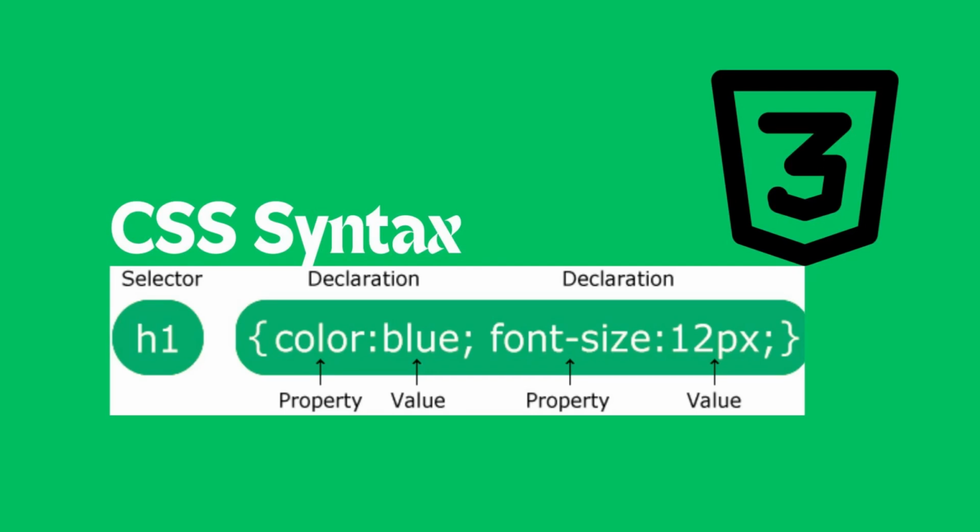In this particular video, we will discuss CSS syntax introduction. The selector points to the HTML element you want to style. The declaration block contains one or more declarations separated by semicolons. Each declaration includes a CSS property name and a value, separated by a colon. Multiple CSS declarations are separated with semicolons, and declaration blocks are surrounded by curly braces.